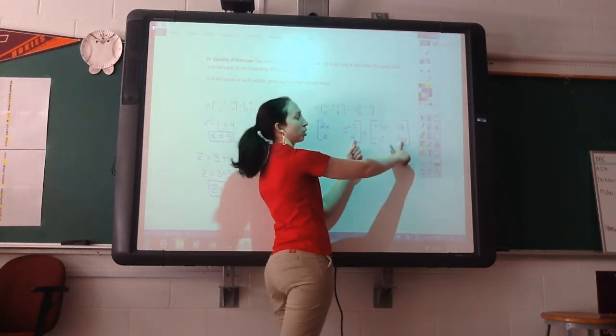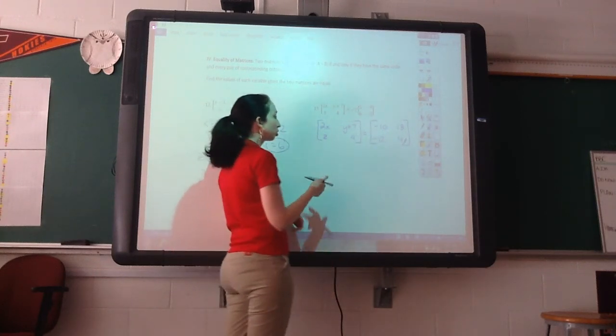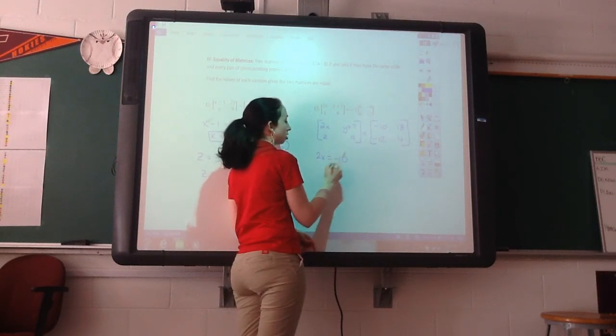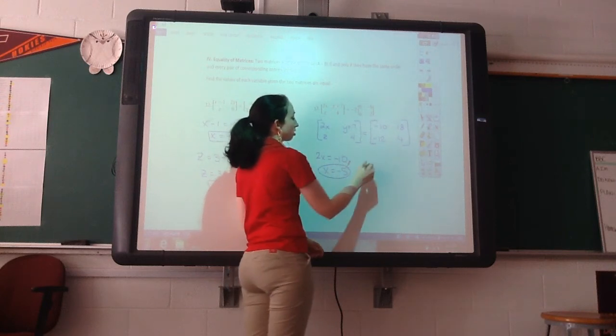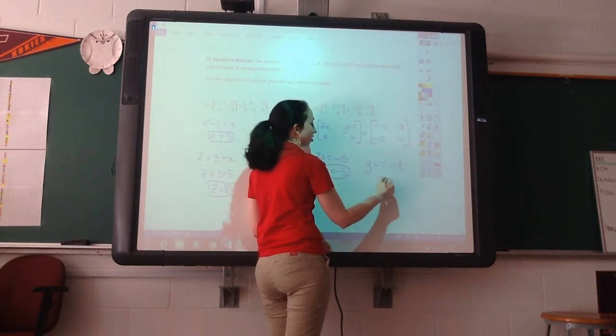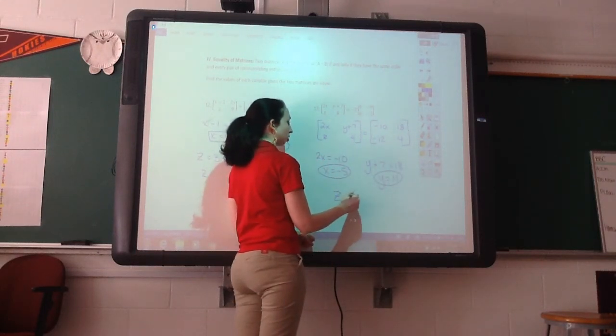Well, that's nice, because now you've got a matching term that you can see easily. So 2x is equal to what? Negative 10, so x is negative 5. y plus 7 is equal to 18, so y is 11. And z is equal to negative 12.